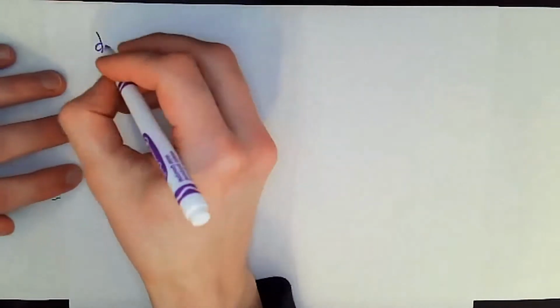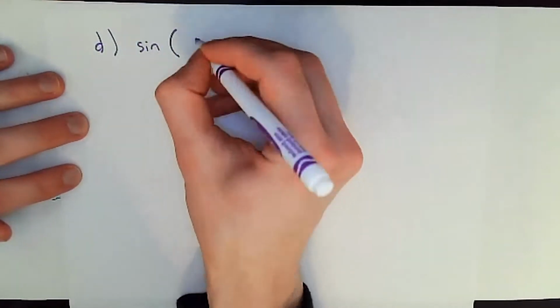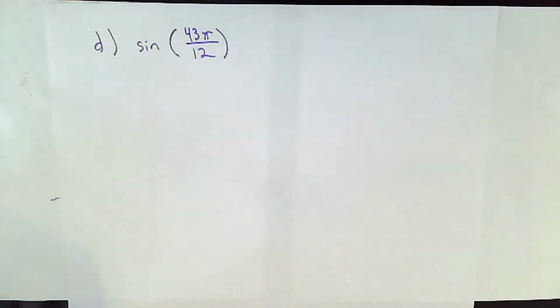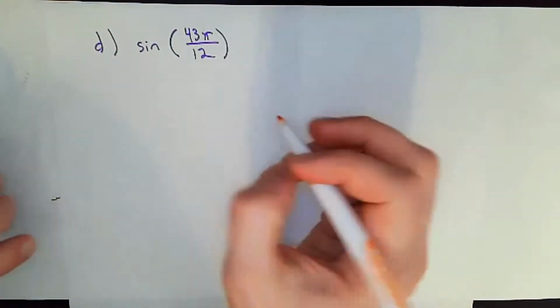Let's look at this one now. So I'm still in example 1. I want to do a few of these. So this is part D. Sine of 43 pi over 12. How can we deal with this? It would probably be helpful to get rid of any extra revolutions.